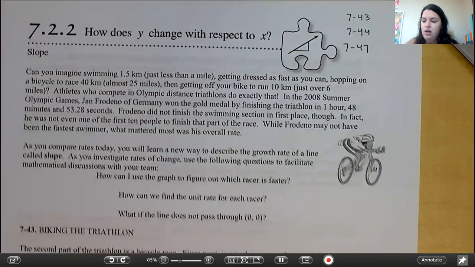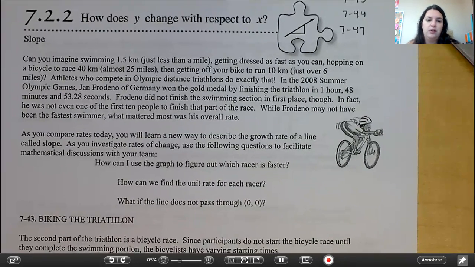Slope. Can you imagine swimming 1.5 kilometers, just less than a mile, getting dressed as fast as you can, hopping on a bicycle to race 40 kilometers, almost 25 miles, then getting off your bike to run 10 kilometers, just over 6 miles? Athletes who compete in Olympic distance triathlons do exactly that.